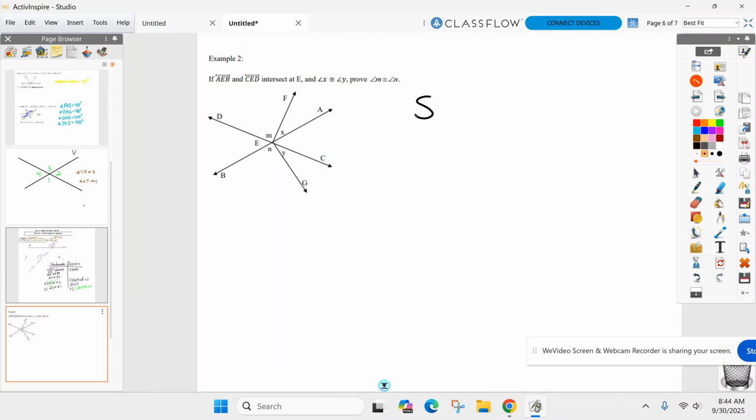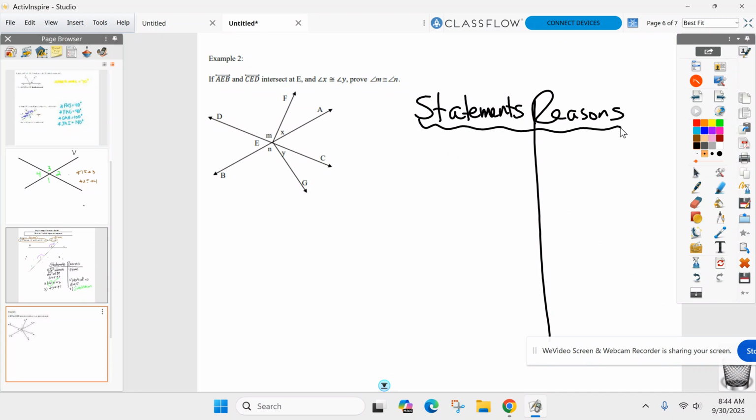Another if-then one. Oh, lines intersect. I must be looking for something then. Lines intersect. Wonder why they're telling me that. Little secret.